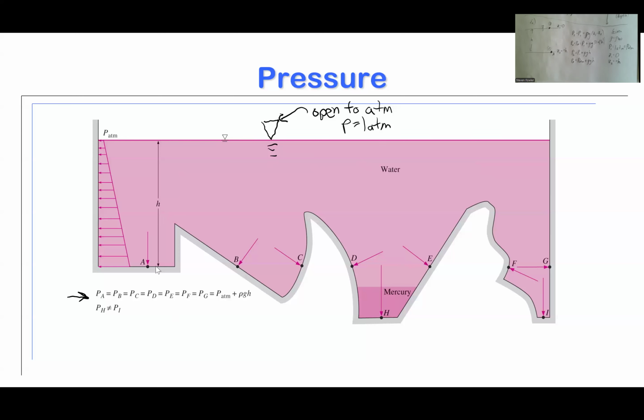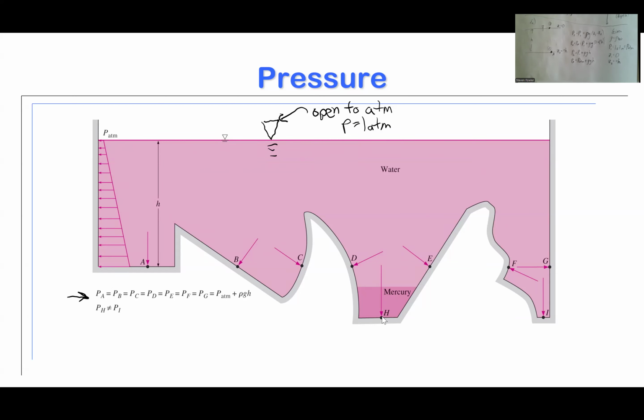They're saying the pressure at this point, because it's the same elevation as the pressure at this point, is the pressure at this point, and they're all equal to the atmospheric pressure plus rho GH. And that's how we get there mathematically. Notice they're saying down here, PH is not PI. This point down here that's under a block of mercury is not the same as the pressure at this point. That's all water between here and there, right?